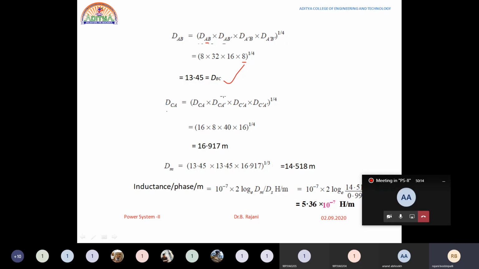13.45. In a similar way for DCA and similarly for DBC also. If you substitute these values in this, you will be getting the value of 14.518 meters.